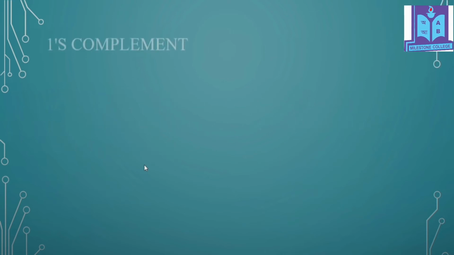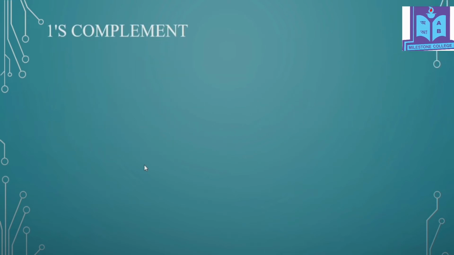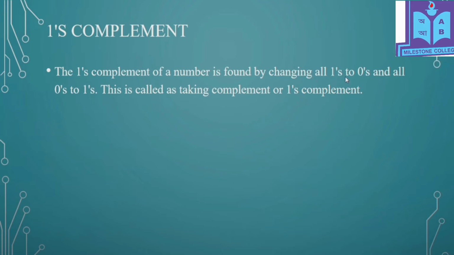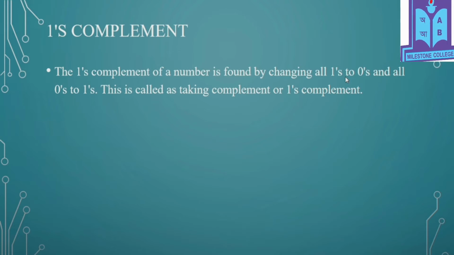Now, another basic thing you must learn: what is 1's complement. The 1's complement of a number is found by changing all the 1's to 0's and all the 0's to 1's. This is called taking the complement, or 1's complement. You just change vice versa. If you find 1 in your binary number, you change it to 0. If you find 0, you change it to 1.